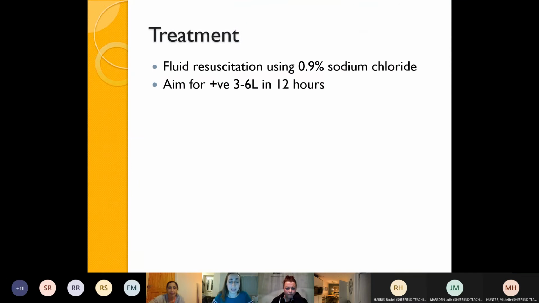So we use normal saline, and what we're aiming for is positive 3 to 6 litres in the first 12 hours. Obviously, this depends on the patient, but I've highlighted it's a positive balance. So it's not that we just give them 3 to 6 litres in 12 hours, it's that they are positive that much in 12 hours. So obviously we need to account for their urine output, bowels, insensible losses, sweating. If they've got a fever or anything like that, it'll be even more. So we want to be positive, very positive within 12 hours.